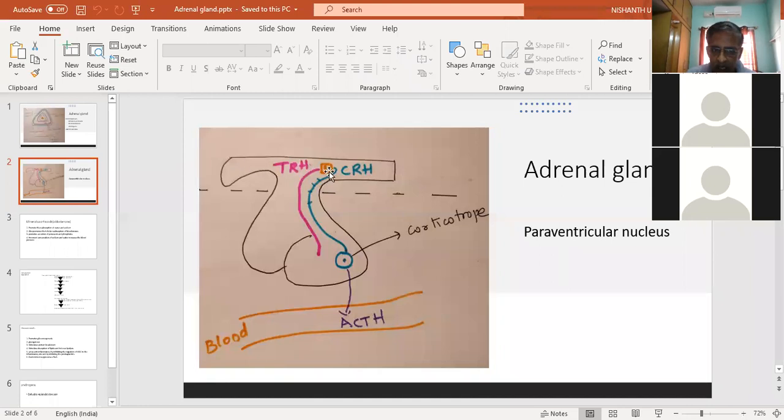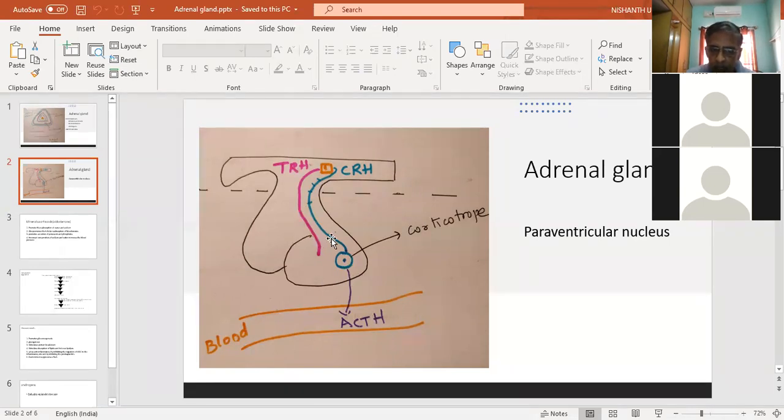I repeat again, this is the hypothalamus. In the hypothalamus, there is one nucleus called the paraventricular nucleus. This paraventricular nucleus produces one secretion. What is that secretion? It is called corticotropin releasing hormone. This hormone is released into the blood circulation, and it will enter the anterior pituitary.